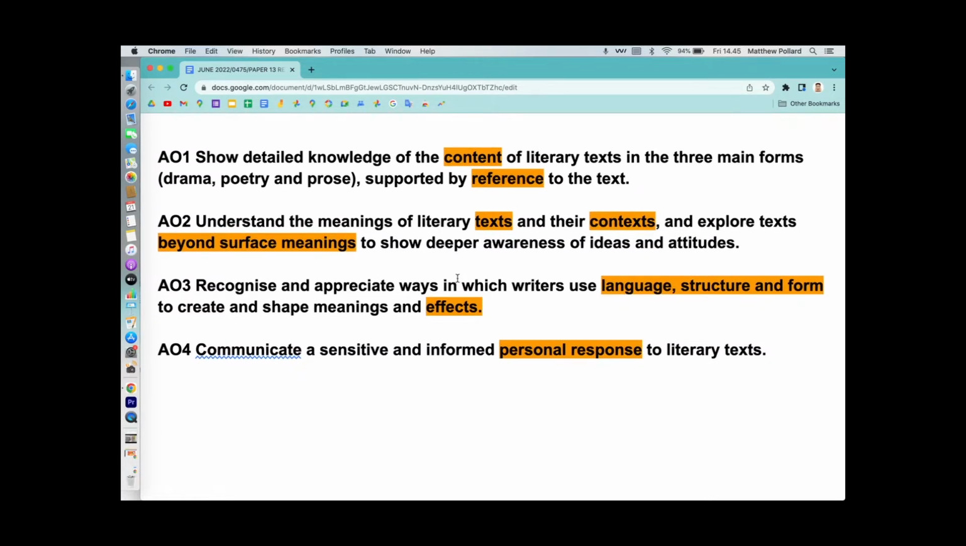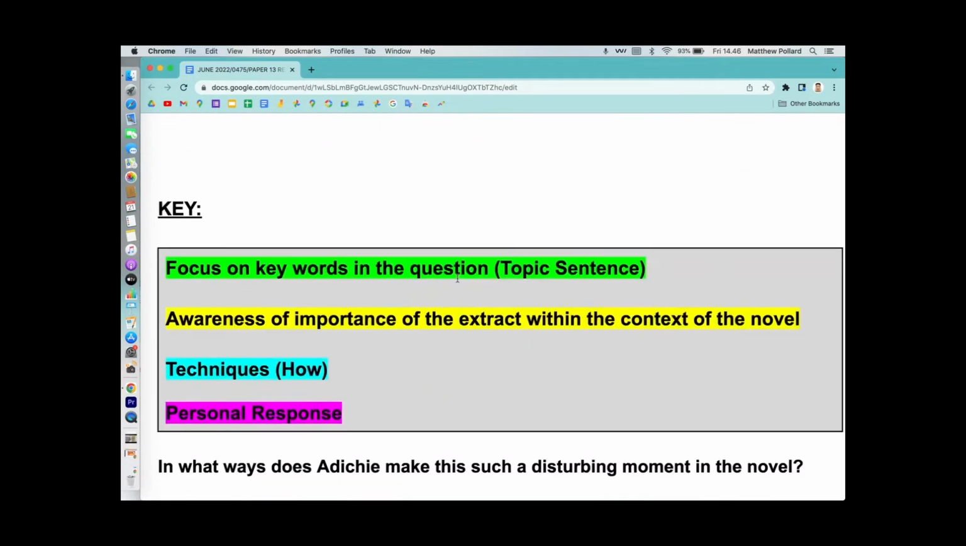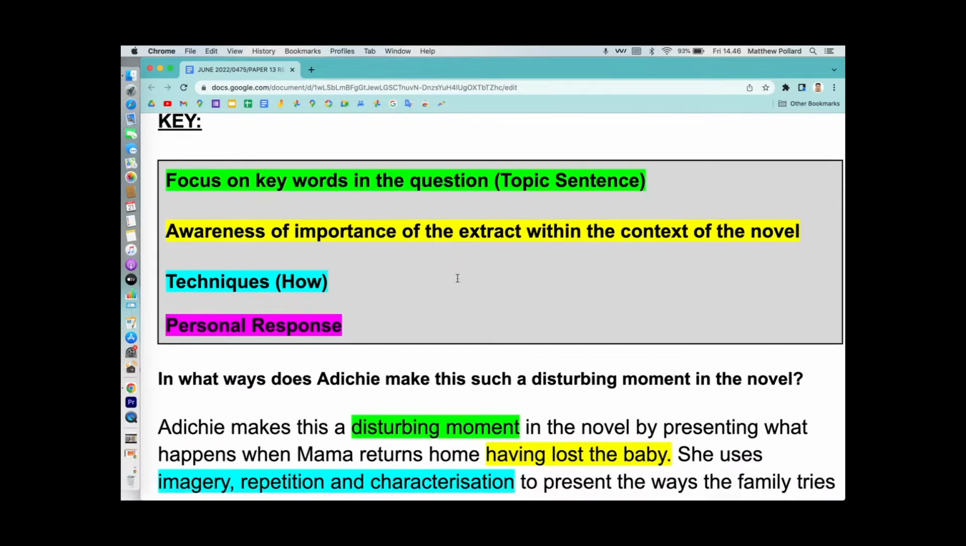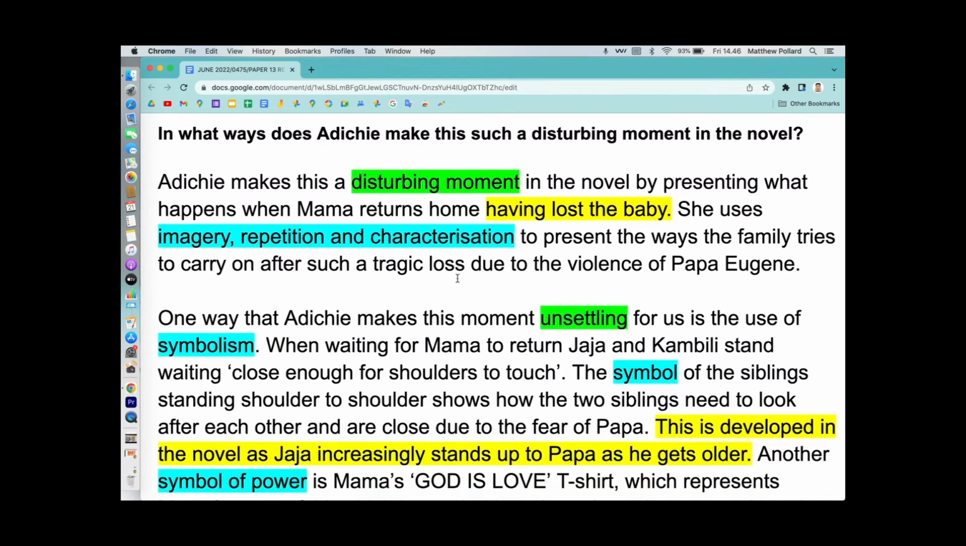And here we just have a quick reminder of the assessment objectives that Cambridge have. I've highlighted in orange there just a few of what I think are the key words. Okay, so what I've done is highlighted a kind of key here. In green, focus on keywords in the question, i.e. the topic sentence. In yellow, awareness of the importance of the extract within the context of a novel. In blue, the techniques, the how. And in that purple color, personal response. Okay, let's have a read through together now.